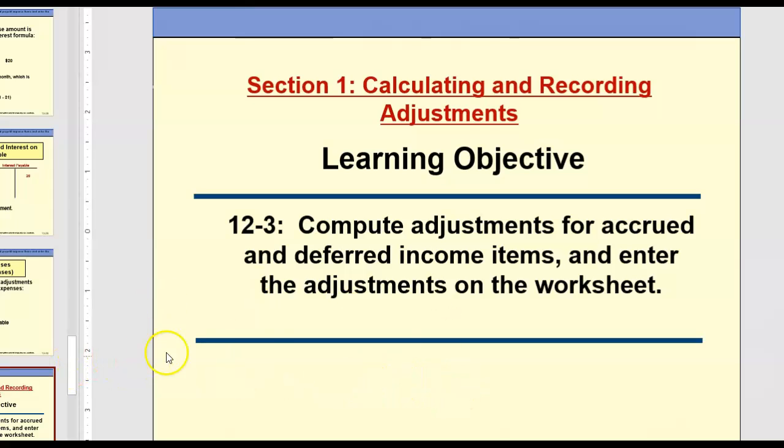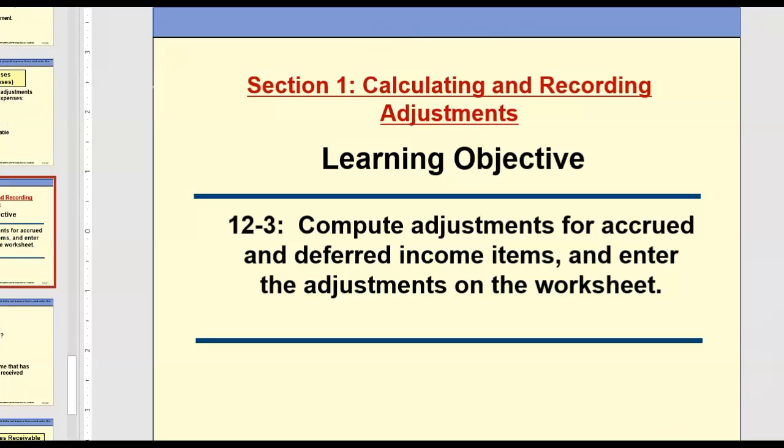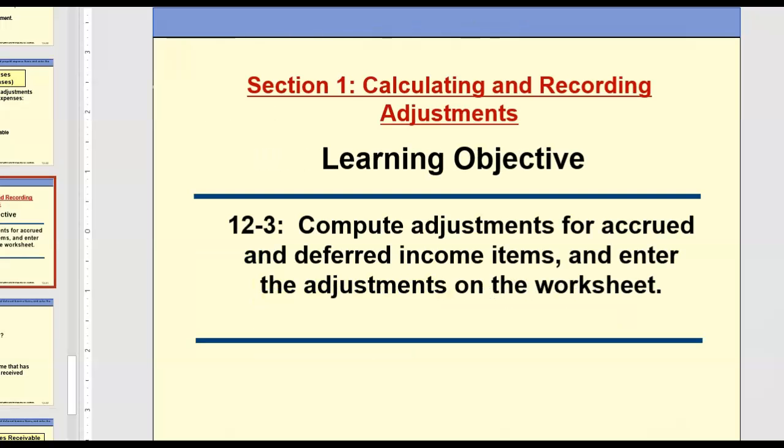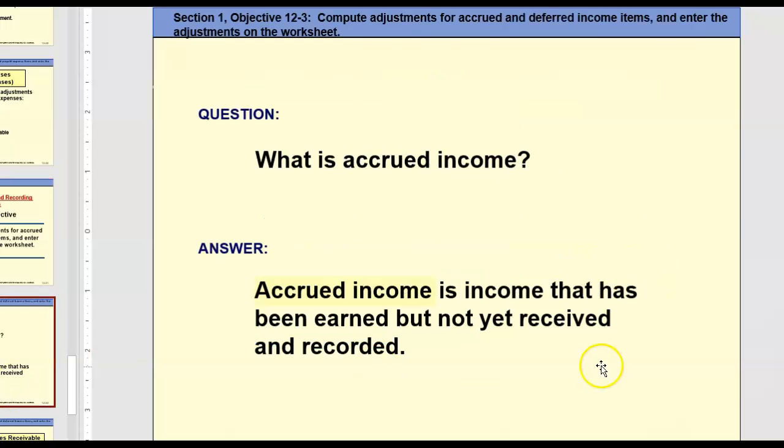And then with these examples, we're going to do some of these adjustments. Oh, they don't even have any examples for us to do, but we did them in other chapters. You'll see on the worksheet. What is accrued income? Income that has been earned but not yet received. That would be something like a note coming back to you. Income that is earned, like the interest on the note. You earned it, you just haven't received it.